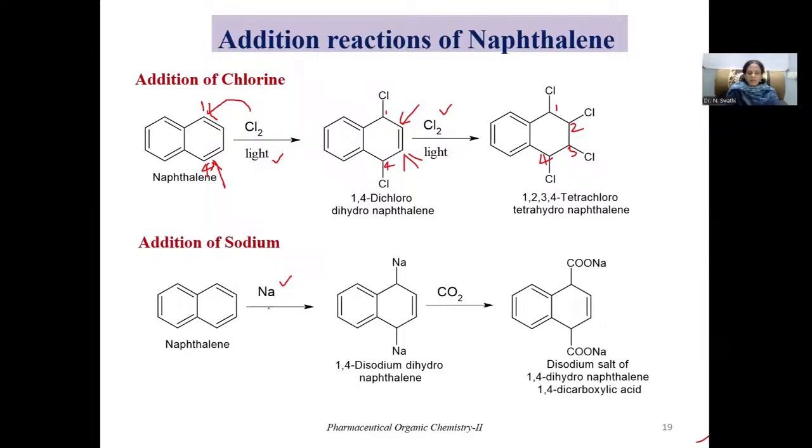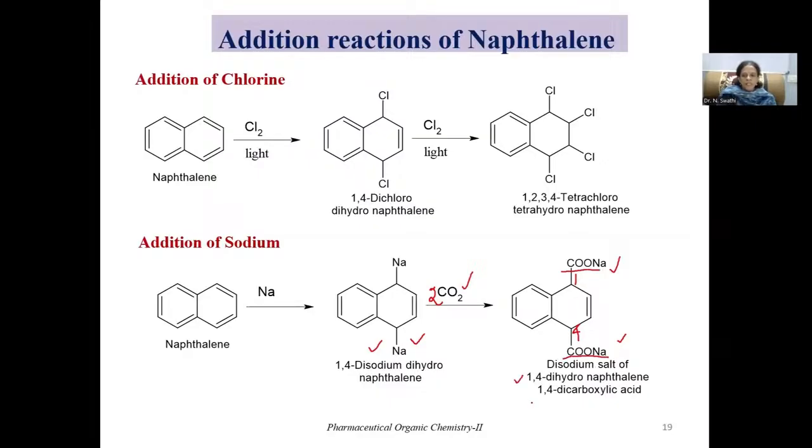Now, the next example reaction is addition of sodium. When naphthalene is allowed to react with sodium, here also sodium attacks at the 1,4 positions in the first step, resulting in the formation of 1,4-disodium dihydronaphthalene. The resulting compound is allowed to react with 2 moles of carbon dioxide. Then it results in the formation of the disodium salt of 1,4-dihydronaphthalene-1,4-dicarboxylic acid. You can see the sodium salt of the carboxylic acid group, that is the COONa group, is incorporated at the 1 and 4 positions.